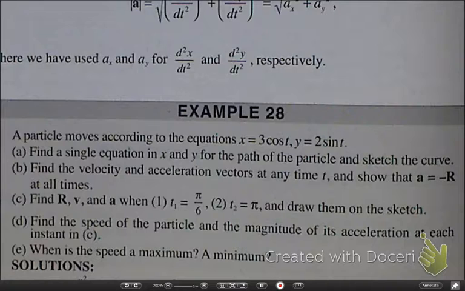It says a particle moves according to those 2 equations. Those are 2 parametric equations that were given, 3 cosine t for x and 2 sine t for y. It says find a single equation in x and y for the path of the particle and sketch the curve. That's back to parametric stuff. So why don't you take a minute and practice eliminating the parameter and sketching the curve.